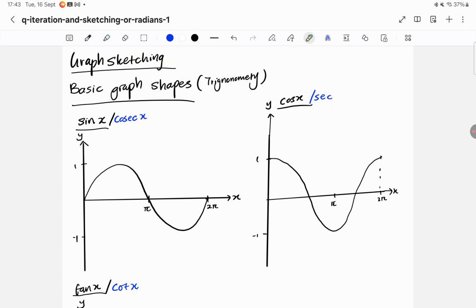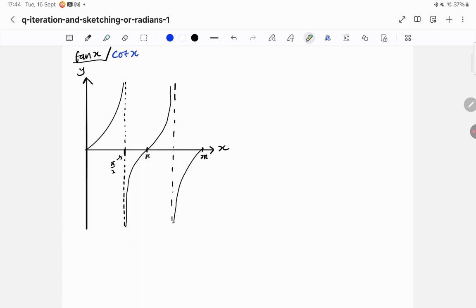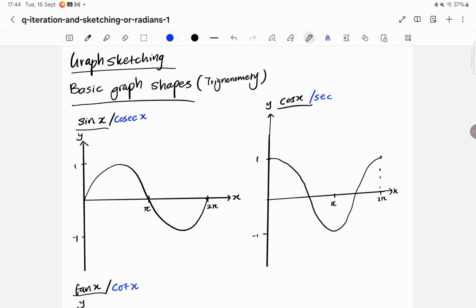In this video, the part 2 video of the iterations chapter, we'll be focusing and talking more on graph sketching. Graph sketching is sometimes tricky; sometimes you just need to memorize some of the graphs, and once you memorize them, the questions will actually be very easy. So let's just get into the video.